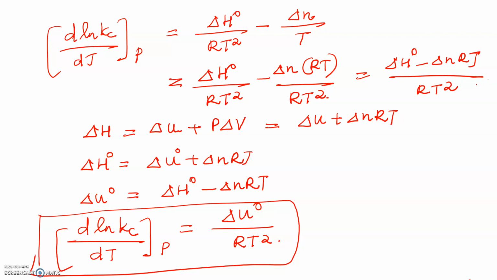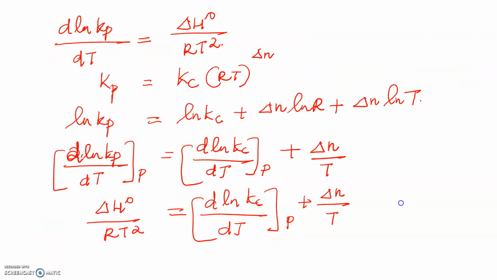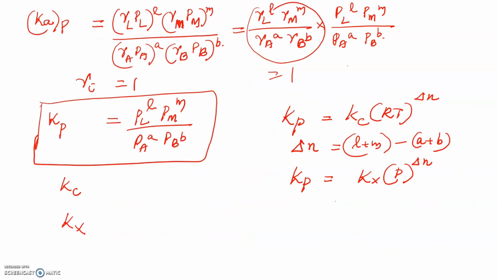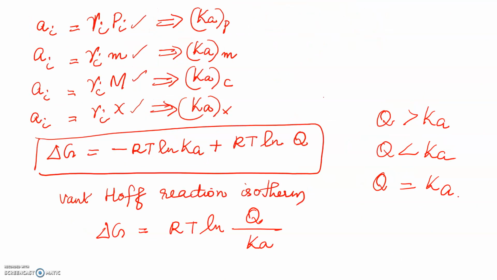This equation gives the variation of the equilibrium constant in terms of molarity with temperature at constant pressure. This equation is known as Van't Hoff reaction isochore. What is Van't Hoff reaction isotherm? This equation is known as Van't Hoff's reaction isotherm: delta G is equal to minus RT ln Ka plus RT ln Q.